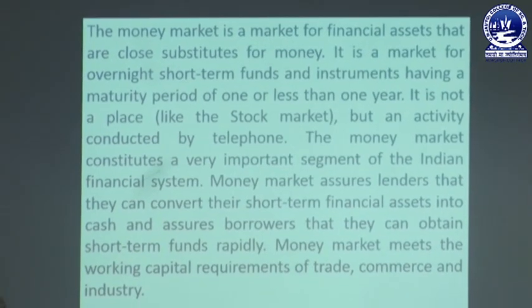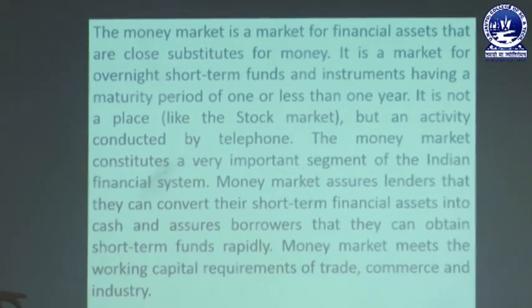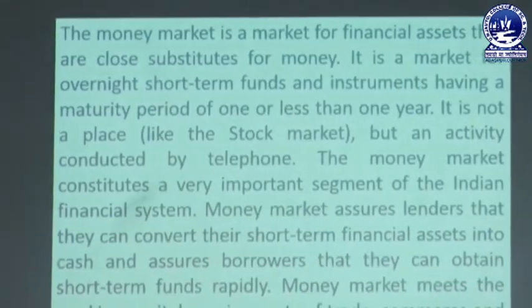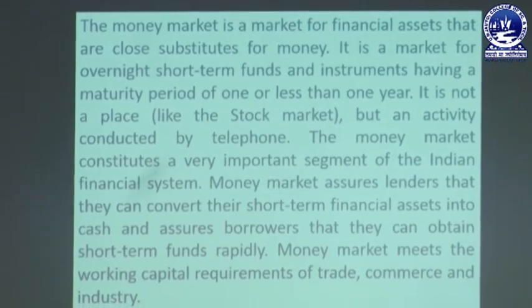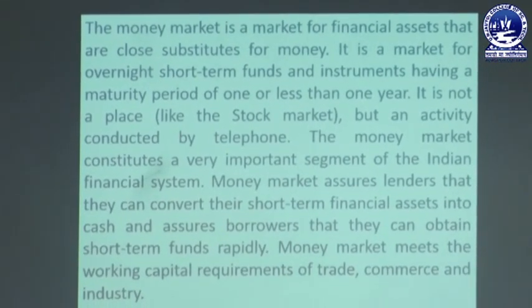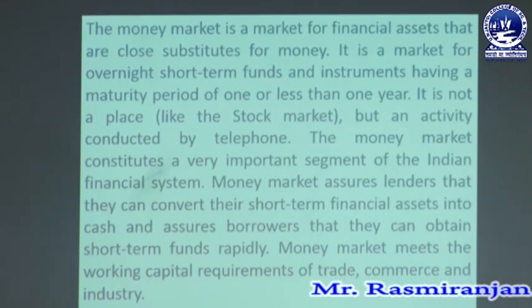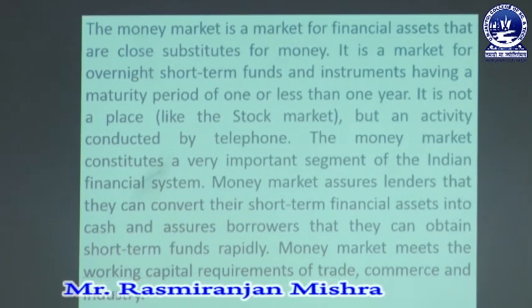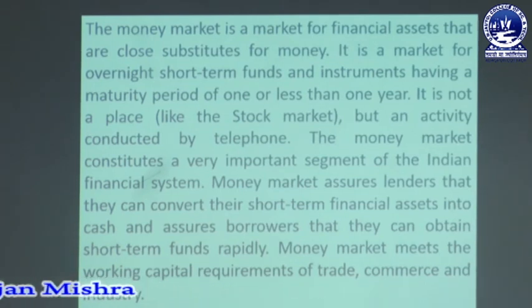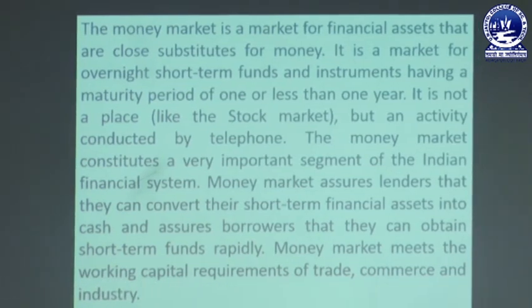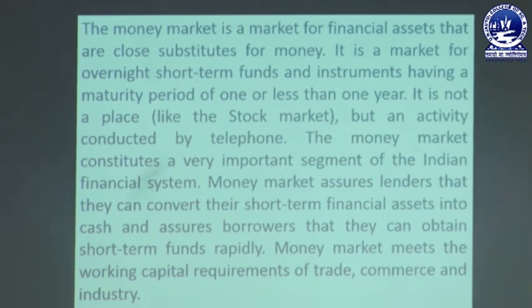Already we have discussed the classification of financial market, that money market is a market for short term assets, or it is a market where financial assets or securities are traded over a short duration, and the time period is generally within 1 year or less than 1 year. So the money market is a market for financial assets that are close substitutes for money. It is a market for overnight short term funds and instruments having a maturity period of 1 year or less. It is not a place like the stock market, but an activity conducted by telephone.